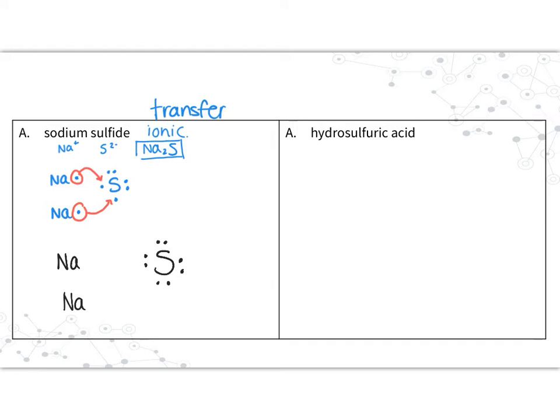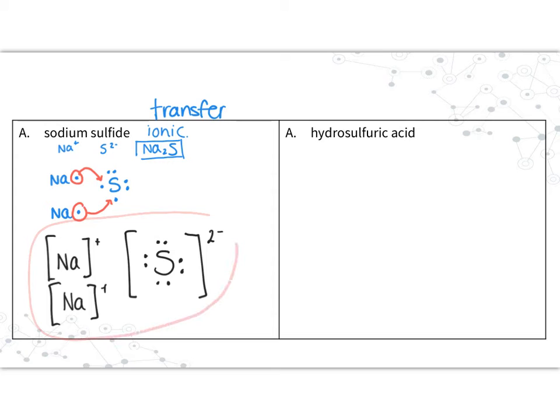It's really important to remember that when an element gives away electrons or accepts electrons, it's become an ion. To represent this as an ion, I need to include square brackets with its charge to represent a proper Lewis diagram. So the Lewis dot diagram for sodium sulfide looks something like this. We have 2 sodium ions attracted to 1 sulfur ion that is a 2-.